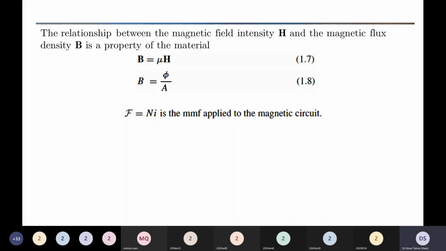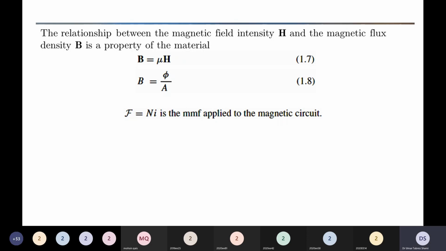It will define the B value. H is independent, B is dependent on H. B is a function of H. What is a function? The function is mu times H, a simple function. However, equation 1.7 tells us another story, that B is a linear function.